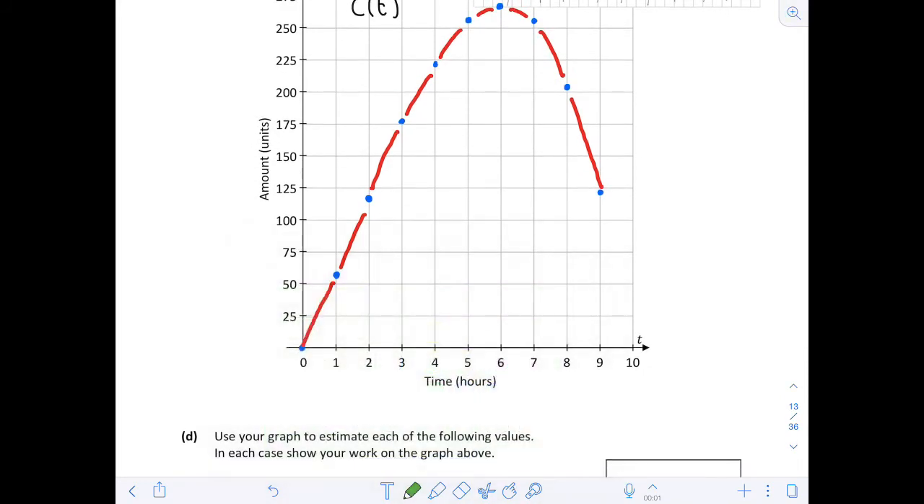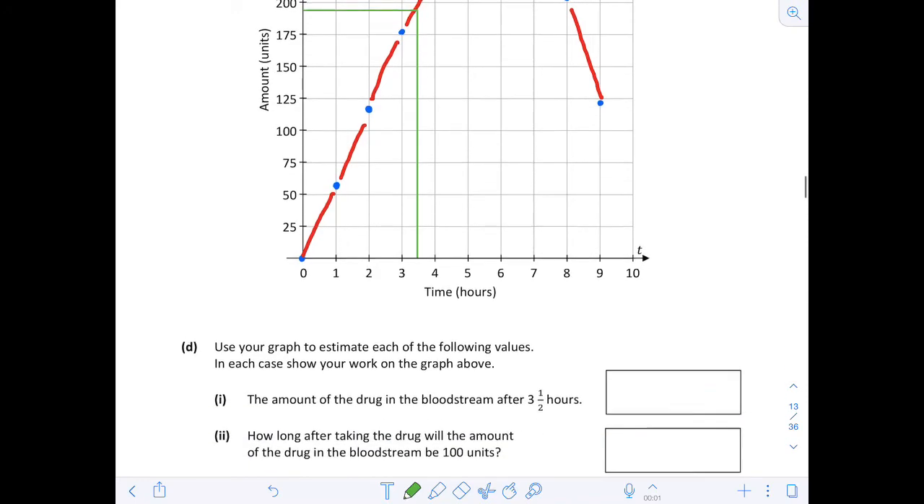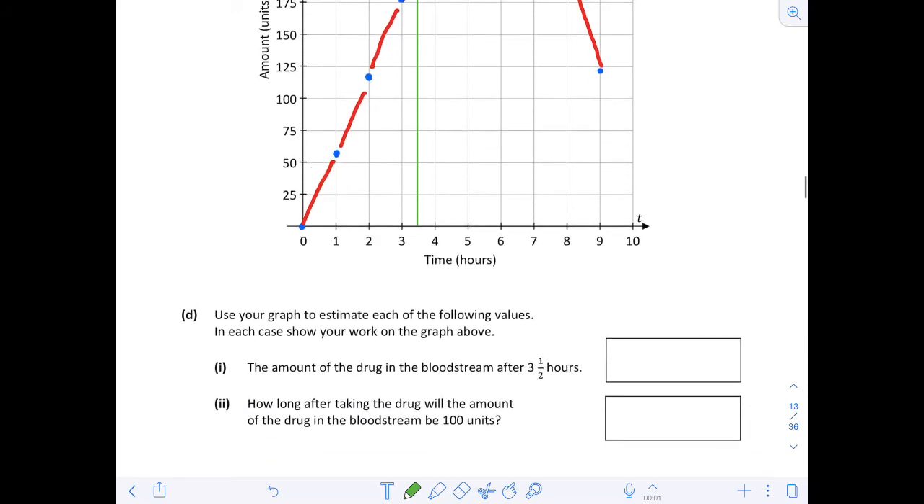What colour will I choose? Will I choose green? So I got the 3.5 there. And I can go all the way up until I hit the function. And then I can go horizontally across. I'm going to call that maybe 195 or something. Maybe 195.